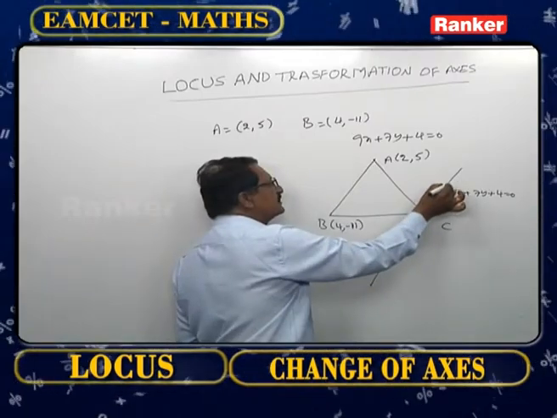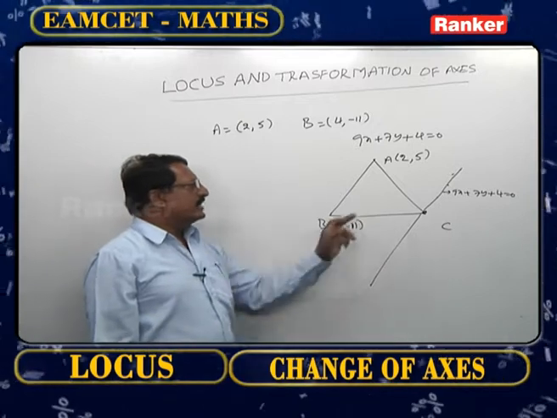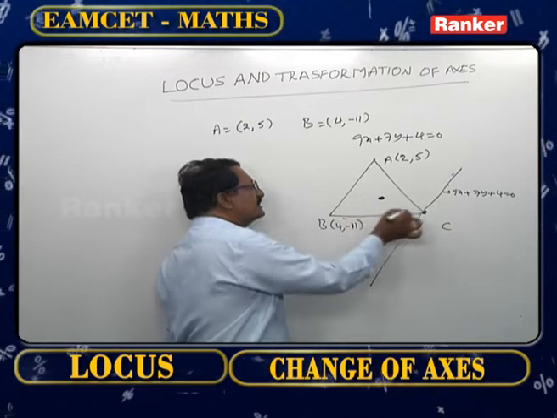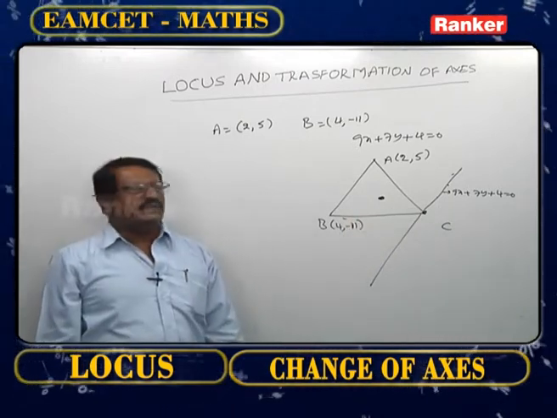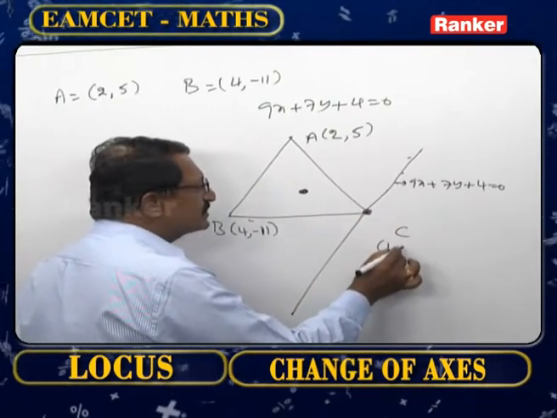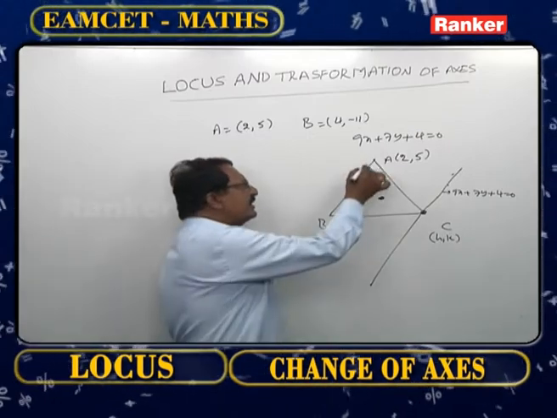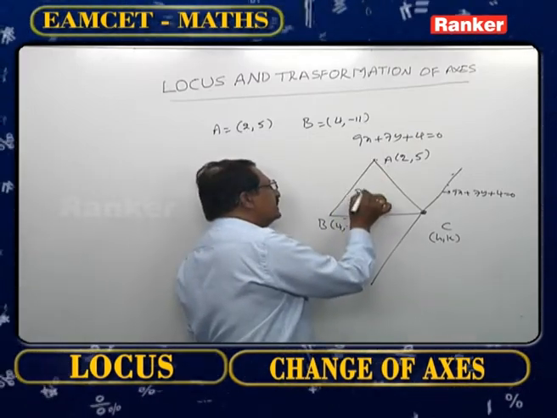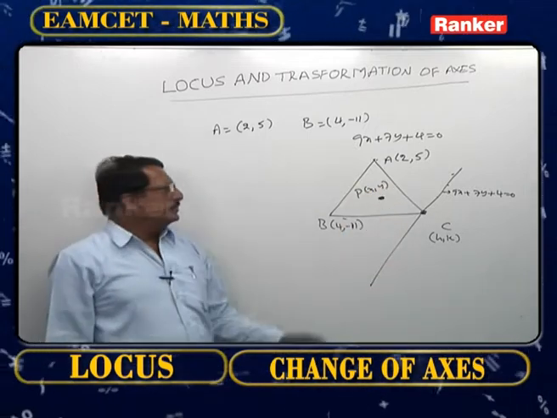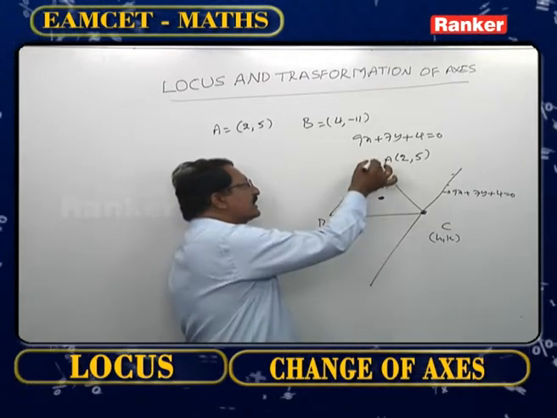Now for different positions of C on this line, we get different triangles. In that case, we require the locus of the centroid of the triangle ABC. Consider the coordinates of the point C as (h, k), and the centroid of the triangle ABC as P(x, y). Consider the required locus of the point P(x, y).